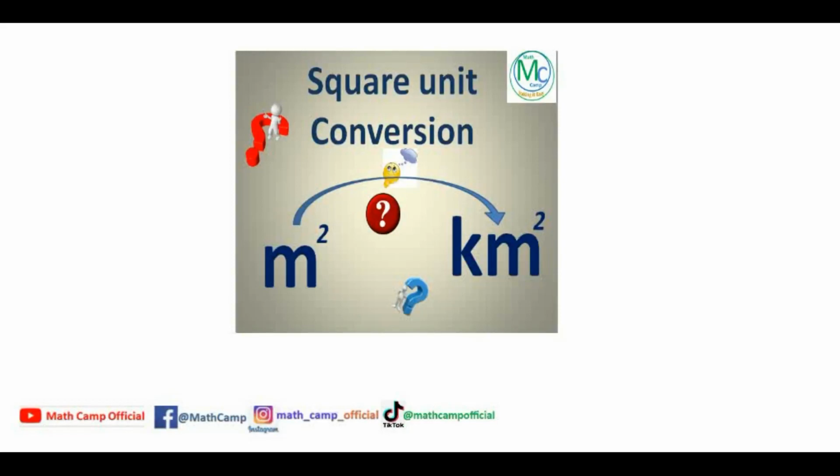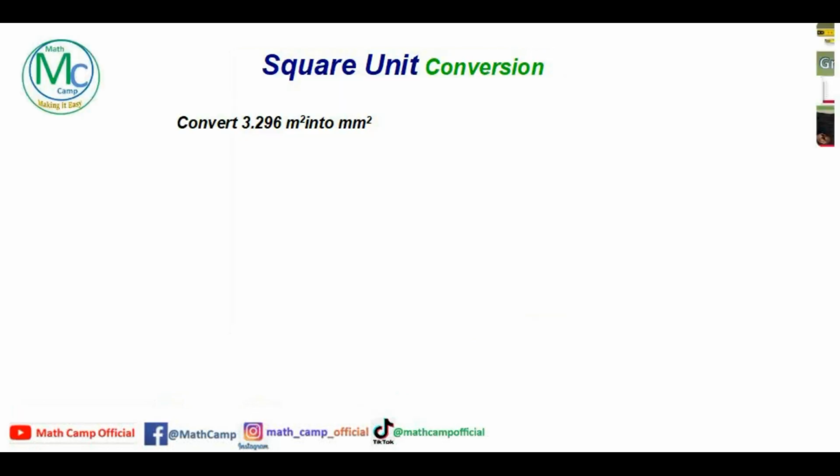Today we are going to convert square units. So in this question we have to convert 3.296 square meter into square millimeter.